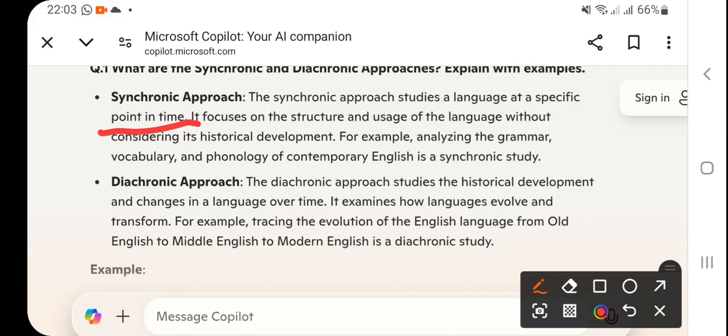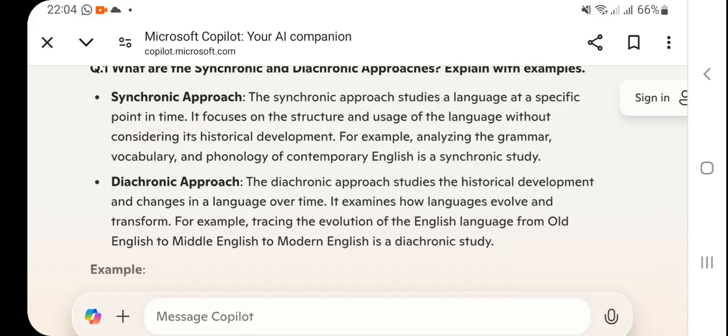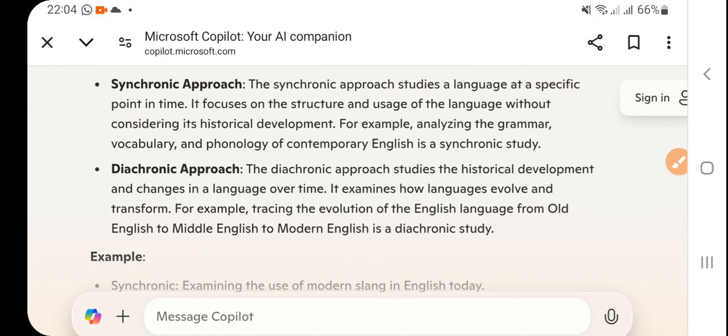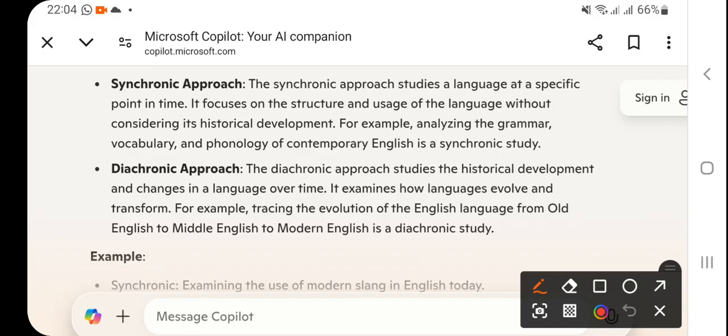So that is the approach: the study of language is synchronic and diachronic. The study of language at a point in time is synchronic. And when we focus on history, that will be diachronic. Synchronic focuses on the structure and usage of language without considering historical development.